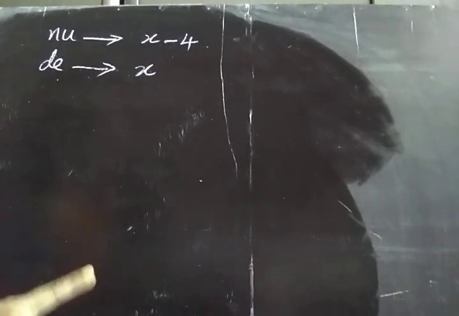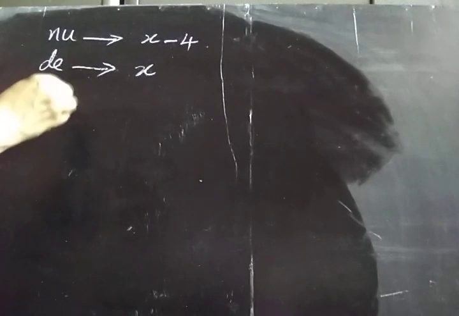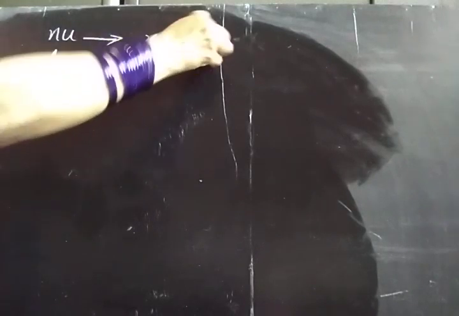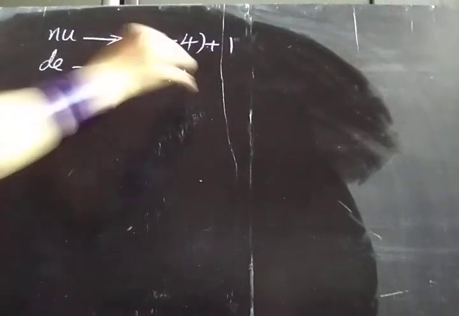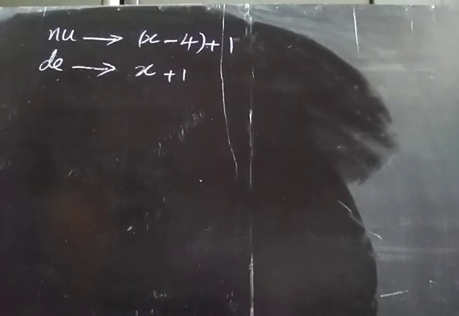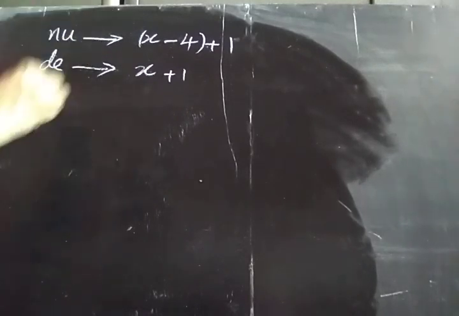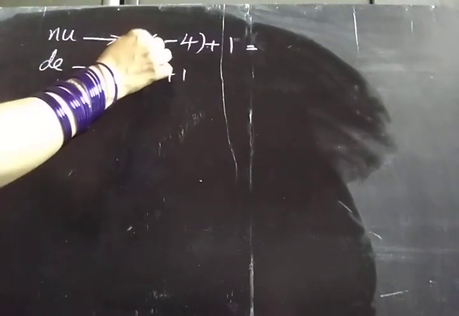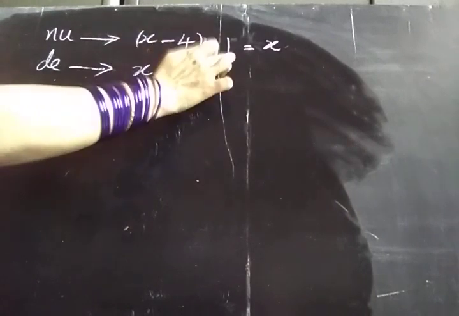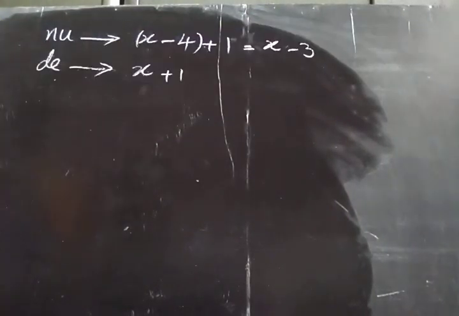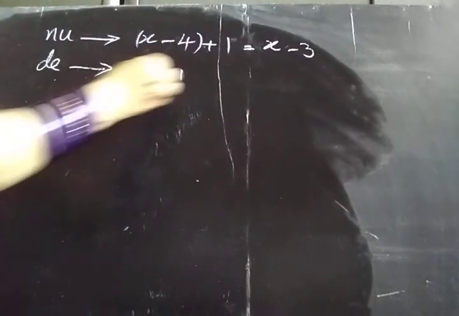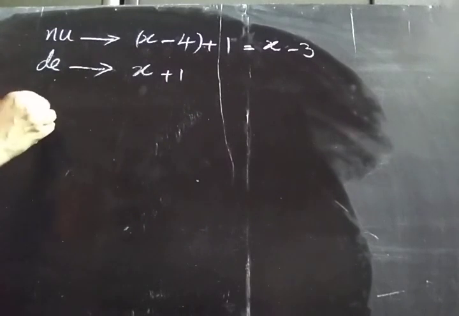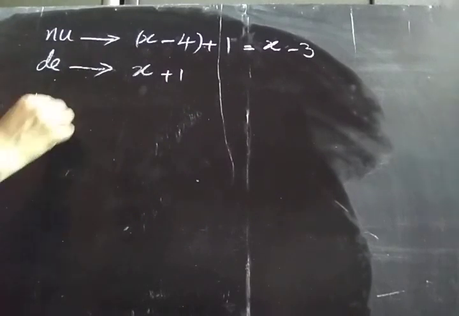If 1 is added to both, it becomes 1 by 2. The fraction becomes 1 by 2. What is the fraction now? Numerator becomes what? x minus 4 plus 1 is minus 3. Numerator becomes x minus 3. Denominator x plus 1. So what is the fraction now?